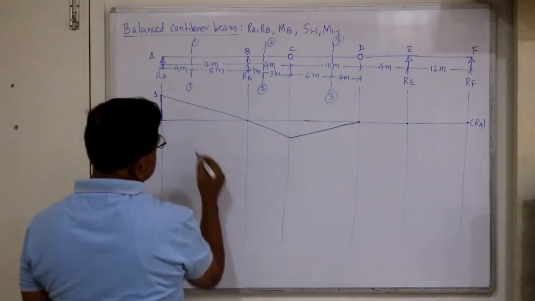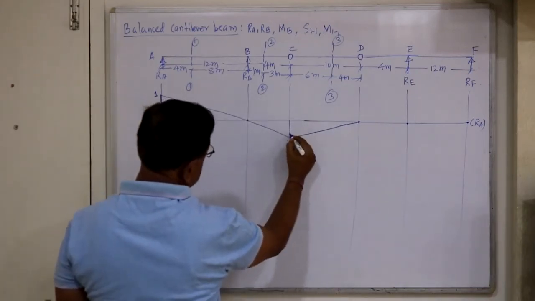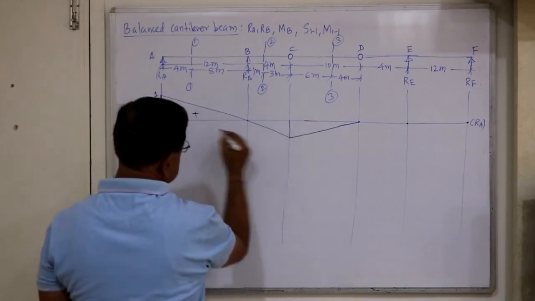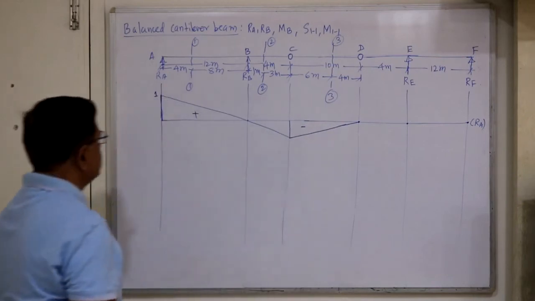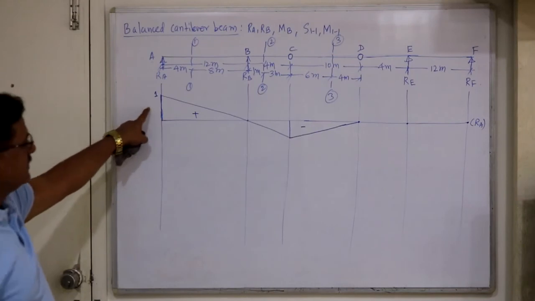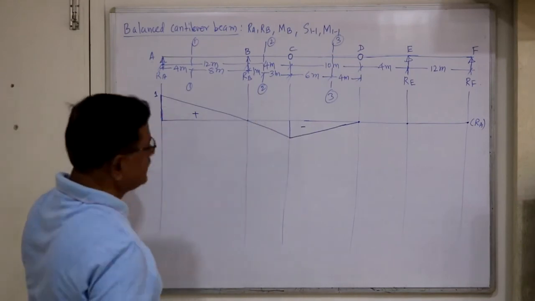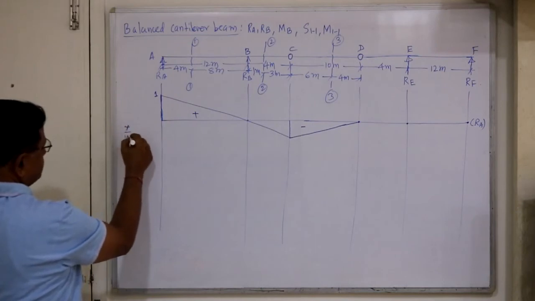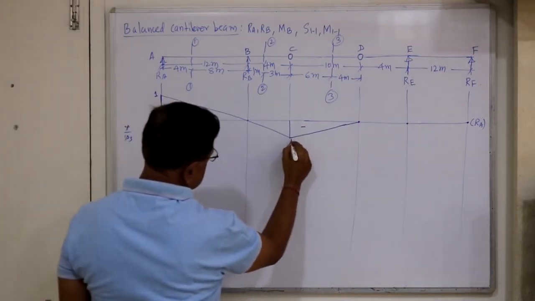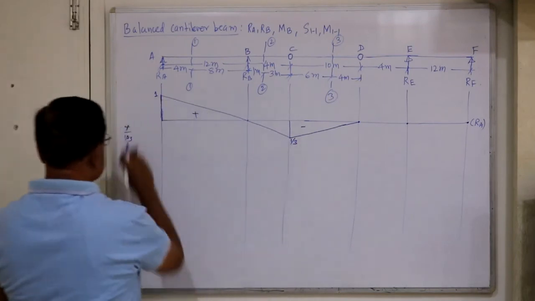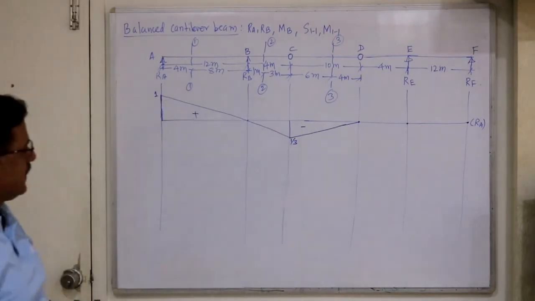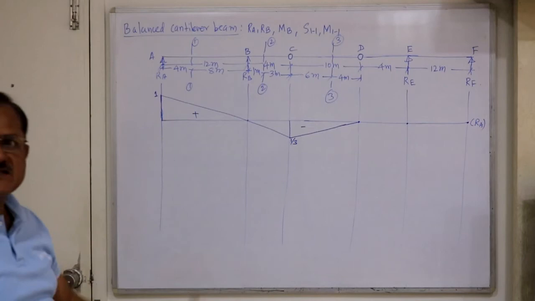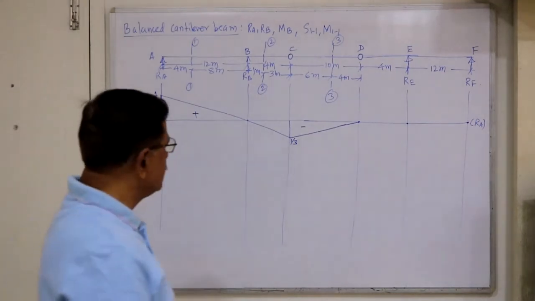So this is 1. Now let's find out this ordinate by similar triangle. This is plus, this is minus. Say y divided by 1 equals 4 divided by 12. So the ordinate is 4 by 12, that is 1/3. This ordinate is 1/3, so 4 by 12. Now the ILD for RA is over.